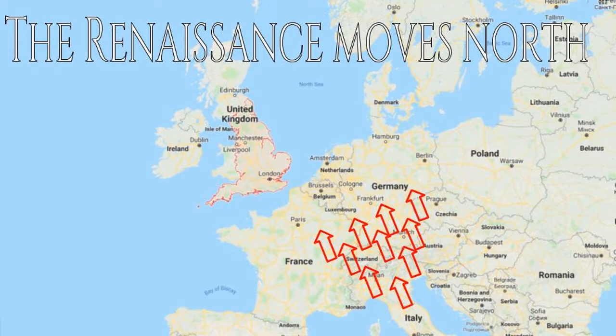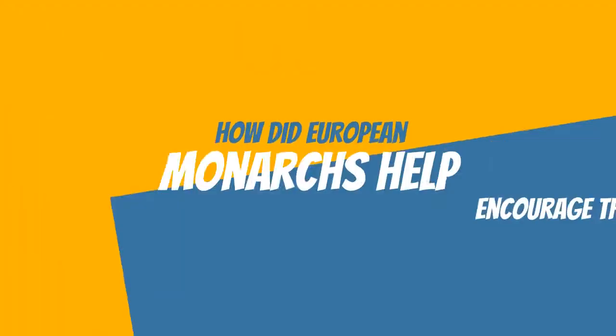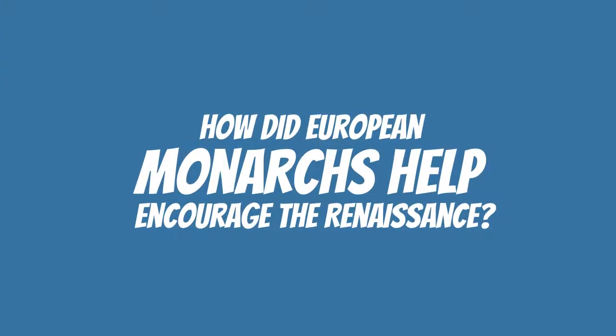Interaction between Italian artists and those to the north also helped the Renaissance to spread. In the late 1400s, a war broke out between kingdoms in Italy. Because of this, many Italian artists fled to the safety of Northern Europe. There, they shared their new styles and techniques. Artists from Northern Europe also traveled to Italy and learned all they could. They then brought Renaissance ideas back to their homelands. The question you should be able to answer right now, how did European monarchs help encourage the Renaissance?